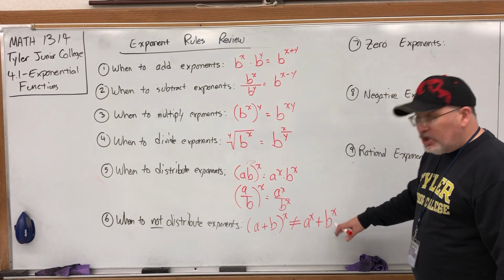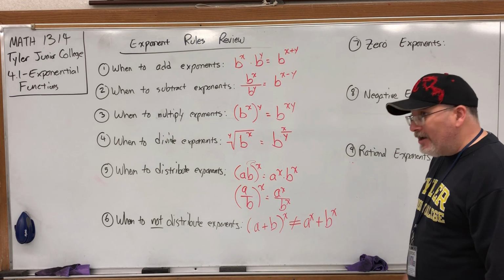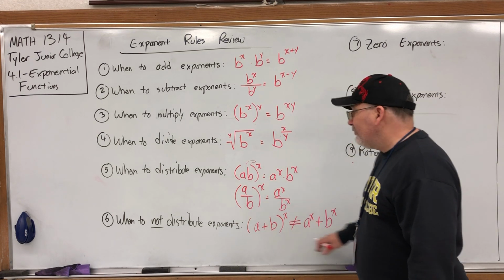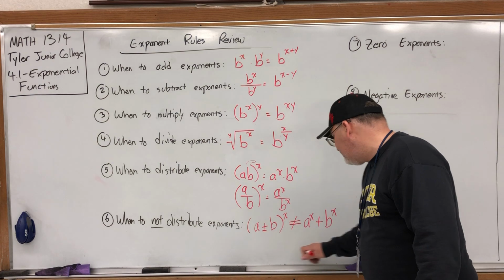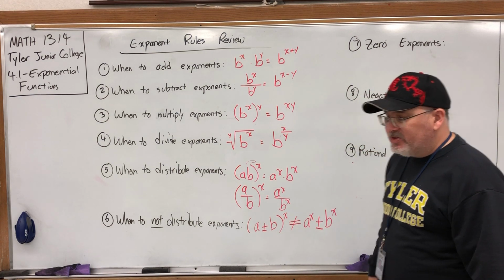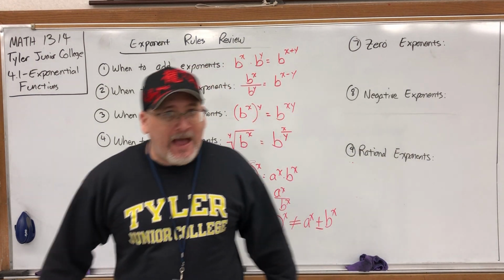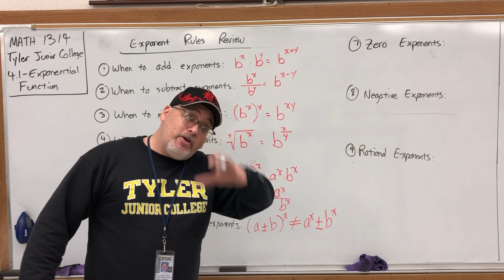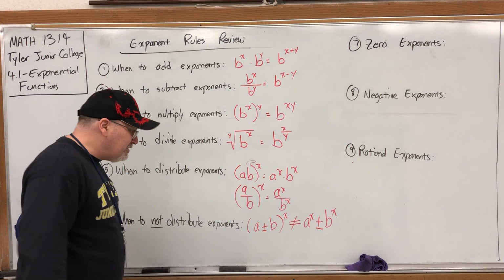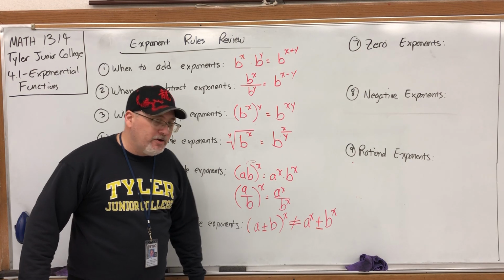So don't do this. And you cannot distribute across subtraction. Instead of writing it twice, I'm just going to write plus minus, which is a lazy way of saying this is two rules. Don't distribute a power across addition, don't distribute a power across subtraction. It's tempting and it's also incredibly wrong.